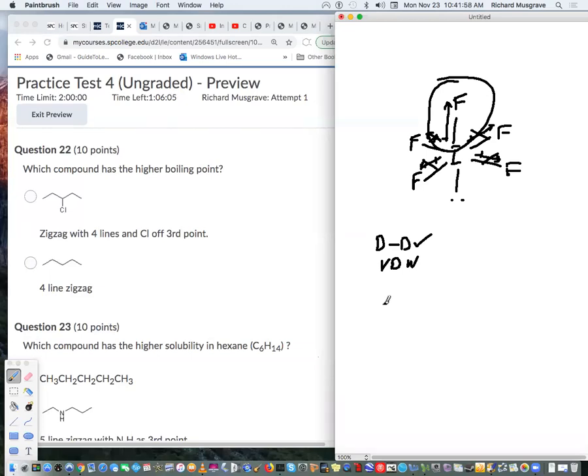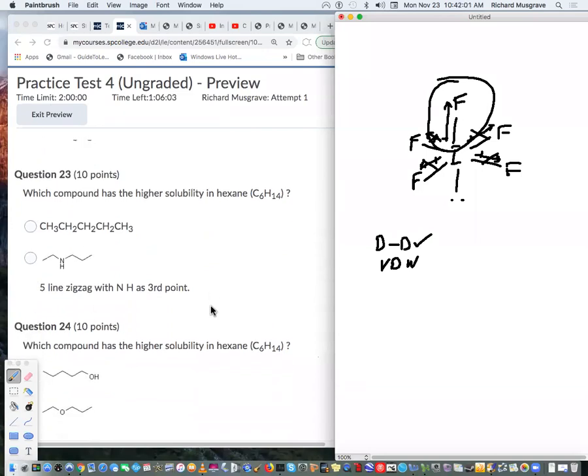Yeah. All right, so number 23, we're looking at the highest solubility in hexane. So C6H14, that would be van der Waals. And then the first one there, that's van der Waals. And the other one is hydrogen bonding. So we look for the one that is most compatible because we're looking for the highest solubility. And that would be van der Waals. So the answer would be the first one.